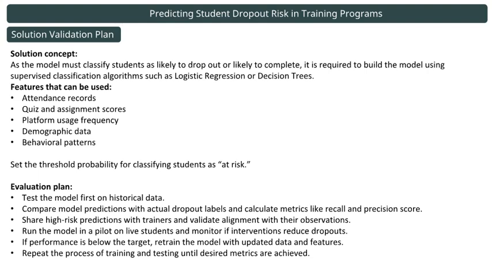First, test on historical data and compare predictions with actual dropout outcomes. Second, share predictions with trainers to see if they align with their observations. Third, run a pilot with live students, where mentors get alerts for at-risk students and track if interventions reduce dropouts. Finally, retrain the model with updated data and features if performance is below target. We will continue this cycle until metrics are achieved.